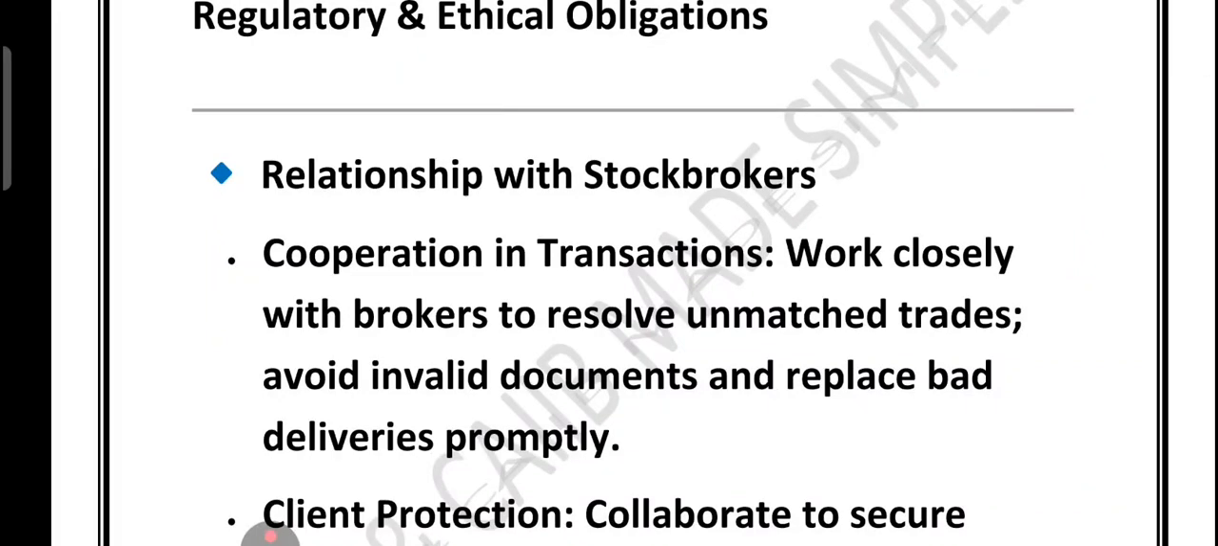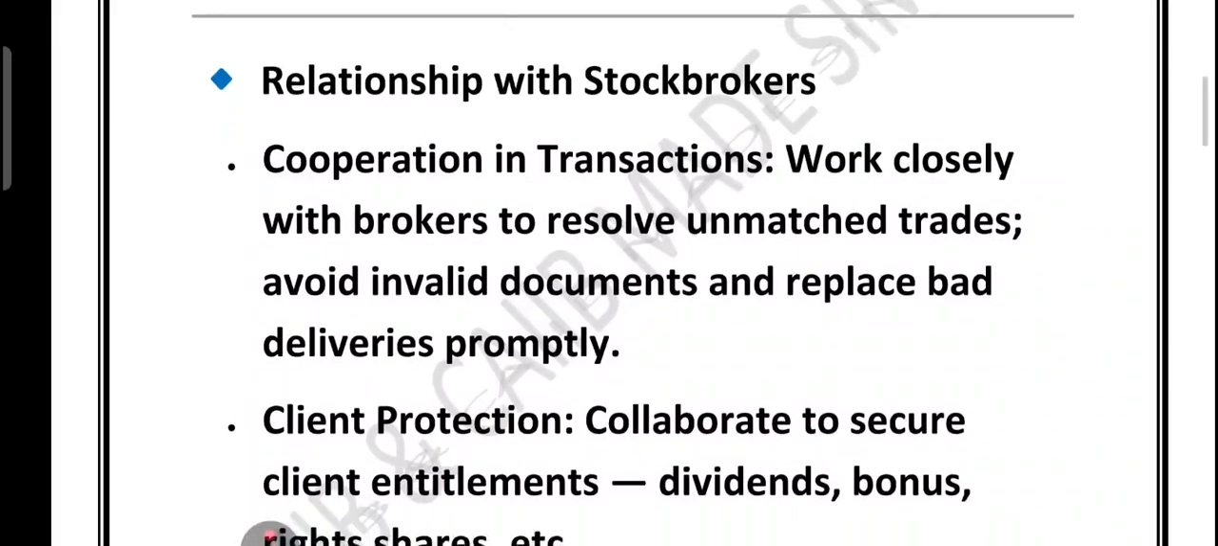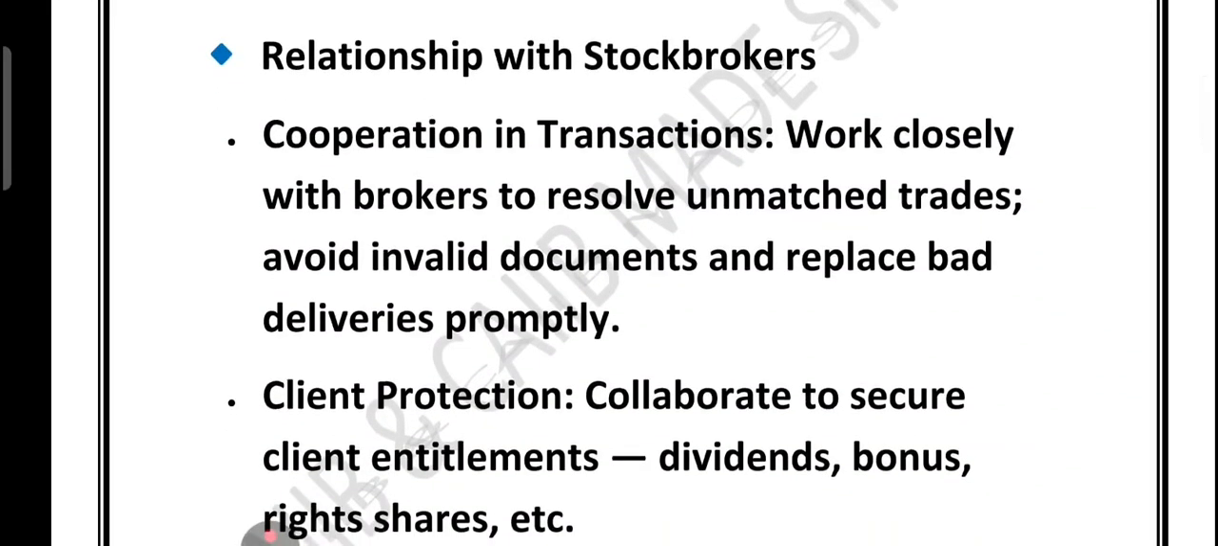Now friends, let's switch our focus to how a sub-broker should maintain discipline, honesty and cooperation while dealing with the broker, client and regulator. Starting with the relationship with a stockbroker. A sub-broker must work closely with the main broker to make sure that every transaction goes smoothly. If any trade remains unmatched or if any trade has an issue, they should resolve it quickly and avoid using invalid documents.